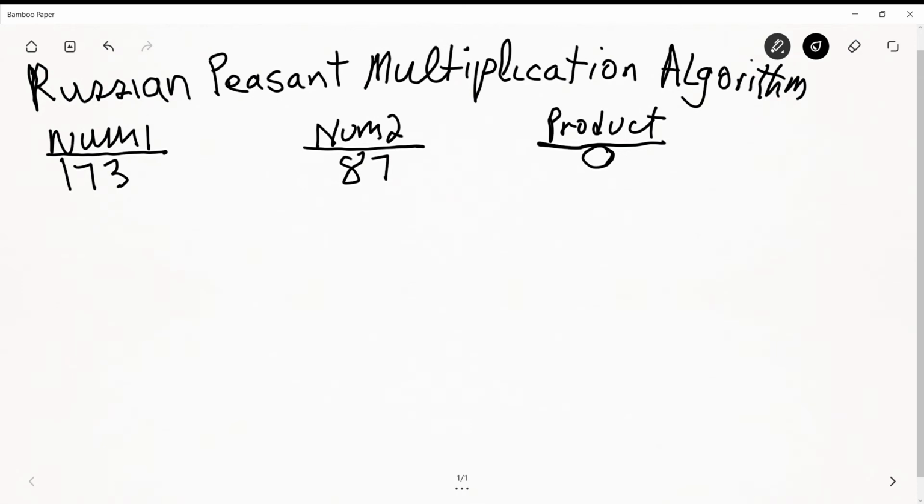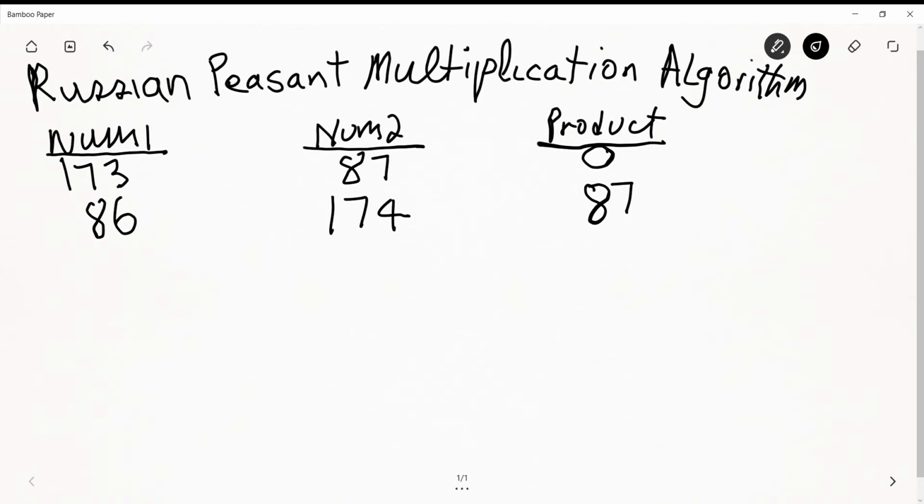Since that's the case, you add num2 to the product. So if I add 87 plus 0, I get 87. So that's my first value for product. After you do that, divide the first number by 2, integer division, no decimals. Multiply the second number by 2, it's 174. So this is our first step.